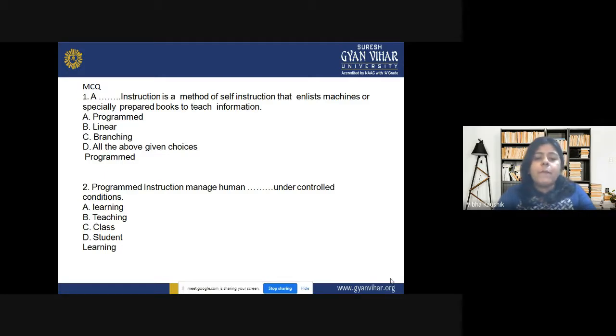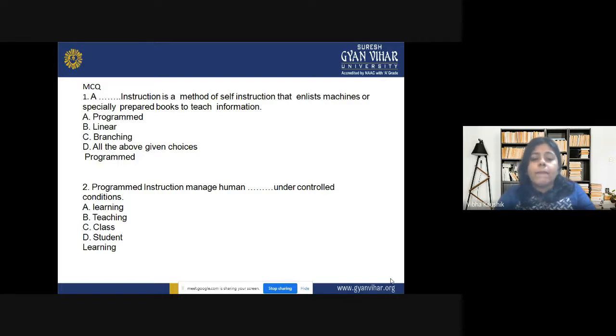Now the second one: program instruction manages human dash under controlled conditions. Now, program instruction is managing human what under controlled conditions? What will be the correct answer for the given question? The options are A learning, B teaching, C class, or D students. So students, you have to select the correct one on the basis of the given choices.